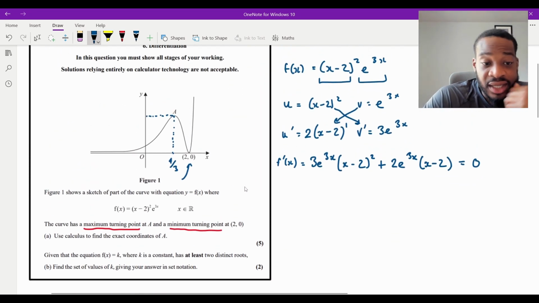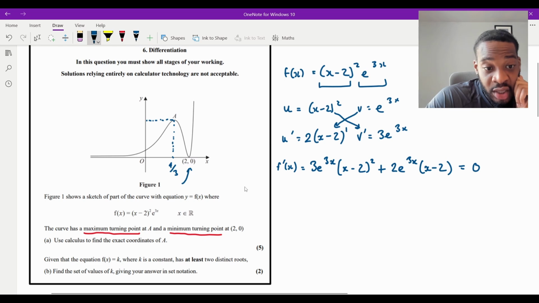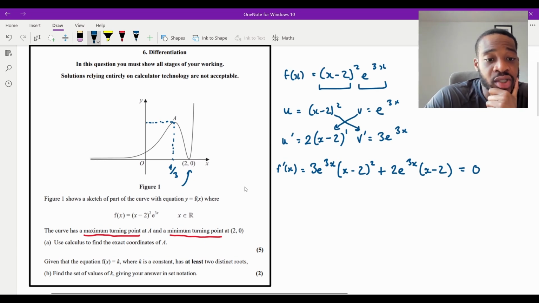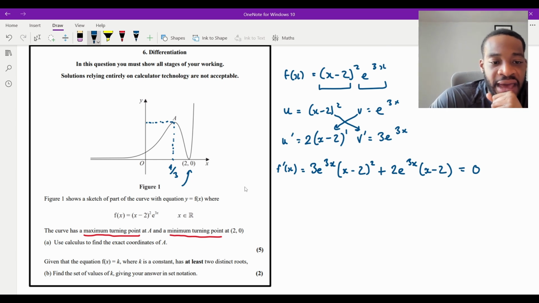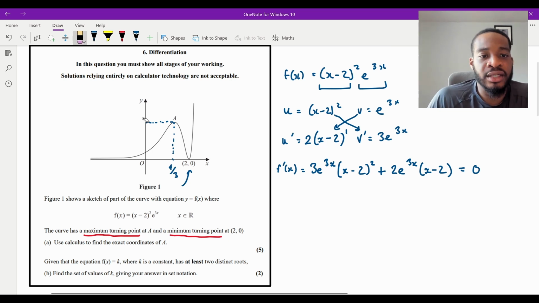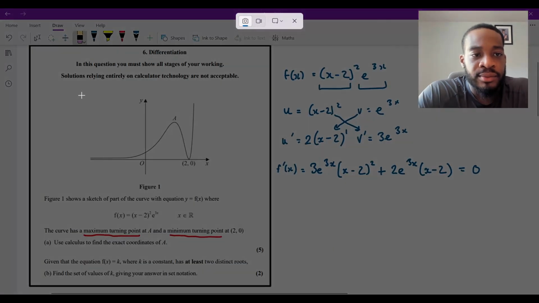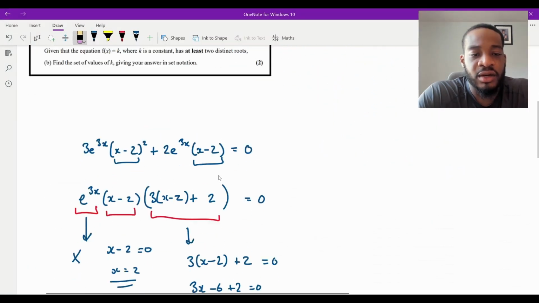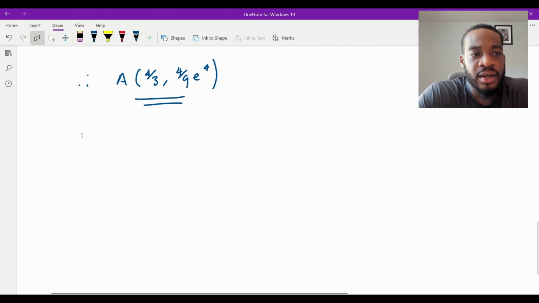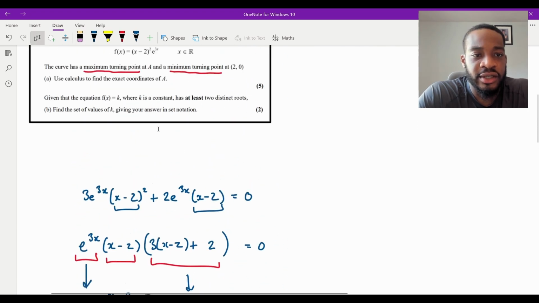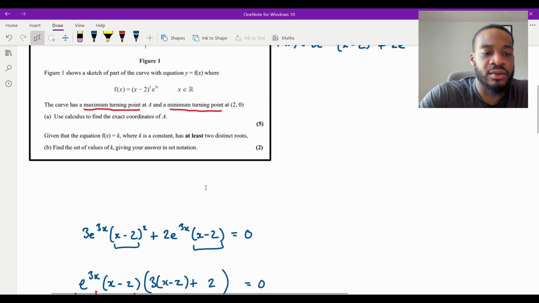Now, part B, it says, given that the equation f of x equals k, where k is a constant, has at least 2 distinct roots, find the set of values of k, giving your answer in set notation, for 2 marks. Okay, so what I'm going to do is get this graph and put it underneath, and I'll get the question again as well. And then we're good to go.